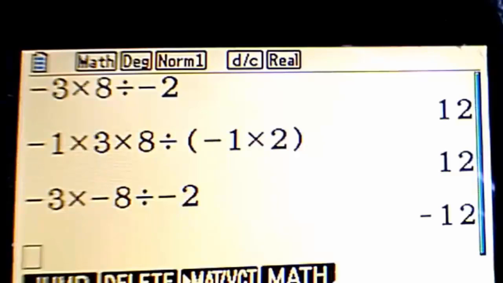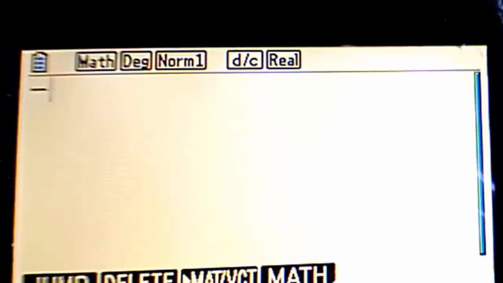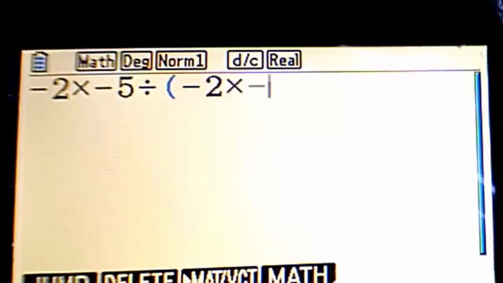Let's try another example, shall we? So I'll put in a -2 multiplied by a -5. We'll divide that lot by, and I'll open up a bracket to make it clear what I'm doing, a -2 multiplied by another -2 and close the bracket. Now let's try and predict what the number will be first. We'll have a 2 times 5 on the top line, which will give us 10, and a 2 times 2 on the bottom line in the denominator, which will give us a 4. So that's 10 divided by 4.